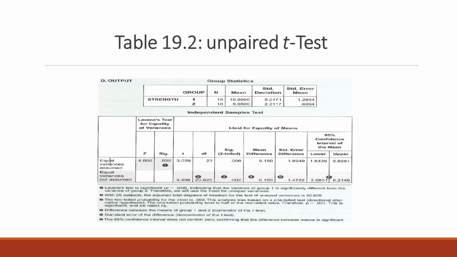Levene's test, probability equals 0.038. Look at the black circle with a 1 inside it. In this instance, we will use the second line of data in the output, equal variances not assumed. The findings for this analysis are significant for a one-tailed test. We reject the null hypothesis. We will review these slides in class.